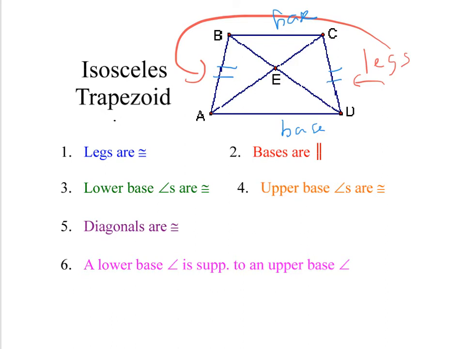My lower base angles are congruent, so these are congruent. My bases are parallel. My upper base angles are congruent. I'll do that in red, so these are congruent. The diagonals are congruent, so BD is congruent to AC. And because we have parallel sides, a lower base angle and an upper base angle are going to be supplementary.